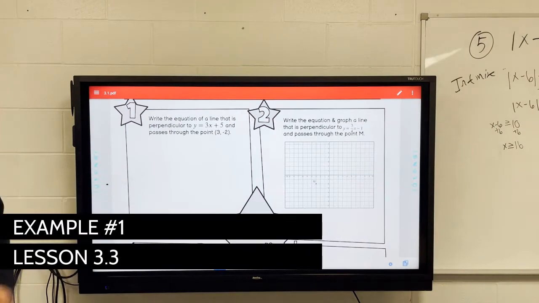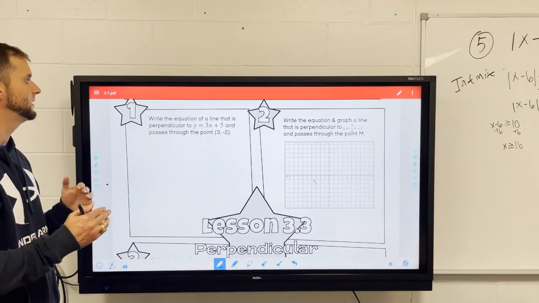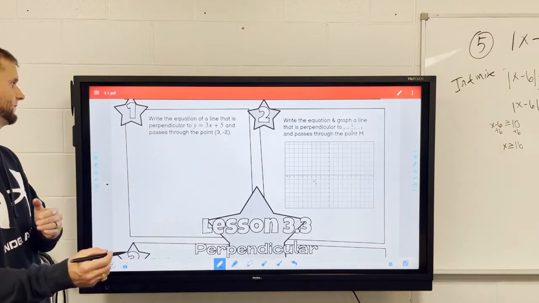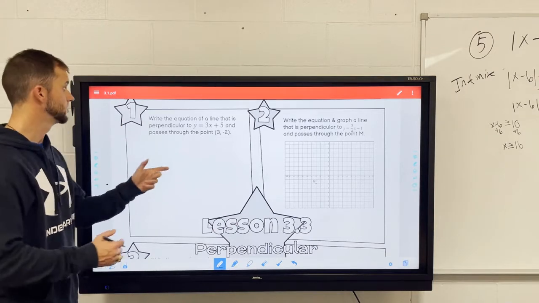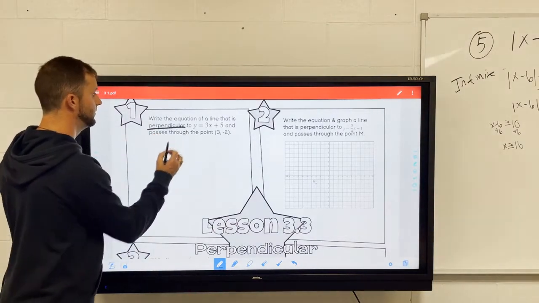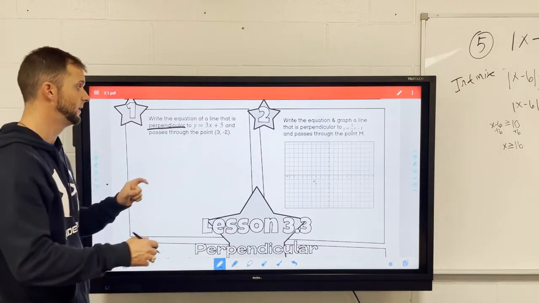All right, so look at example number 1. It wants you to write the equation of a line that is perpendicular to y equals 3x plus 5 and passes through the point (3, -2). Okay, so it wants you to create that perpendicular line. So that means the first thing I need to do is figure out the slope of my perpendicular line.